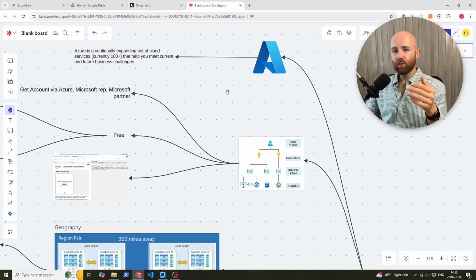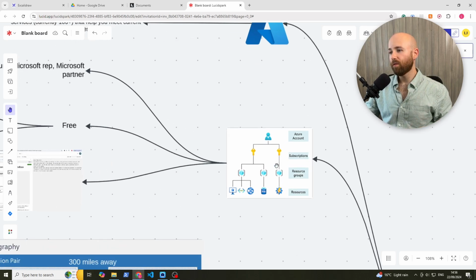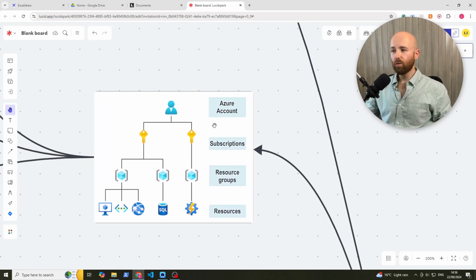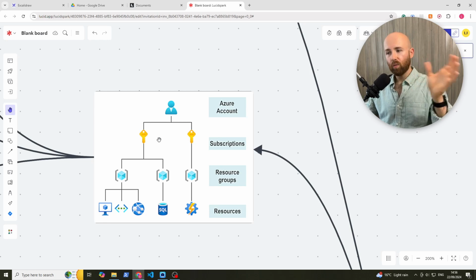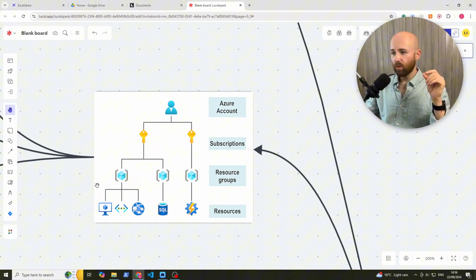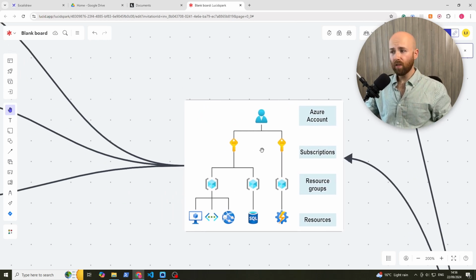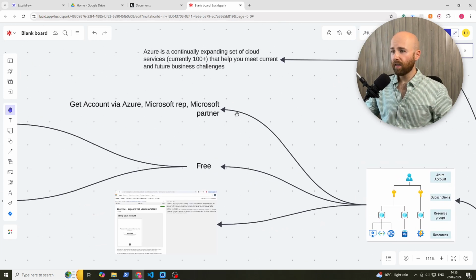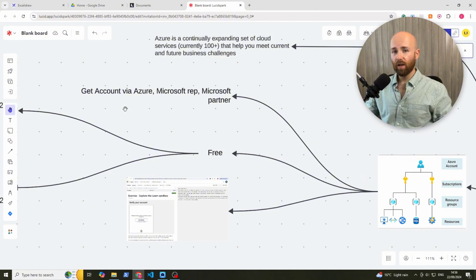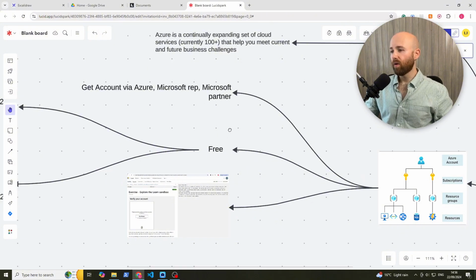So when you set up an Azure account, you'll see that there's a variety of layers here. So first you have the account which you create. An account can have multiple subscriptions, which are logically distinct parts. And within each of these subscriptions, you can have a bunch of resource groups, which can then have a bunch of resources. That's just the basic structure. Now to get an account, you can get it via Azure, via a Microsoft rep, or a Microsoft partner.